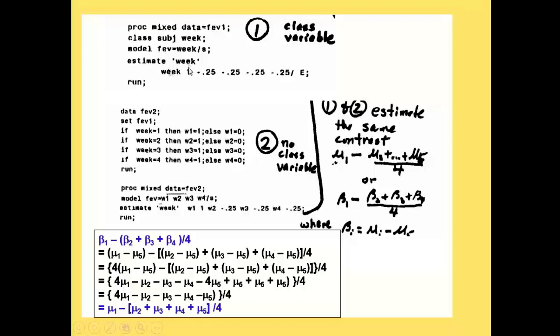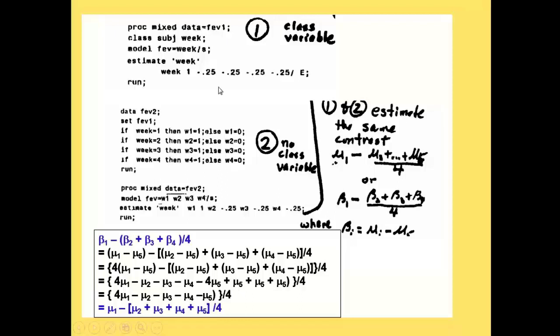Now, you notice I say here, for 1, estimate week 1 minus 0.25 minus 0.25 minus 0.25 minus 0.25. You notice there's no commas here? Notice that? No commas. What else do you notice? It doesn't say contrast, it says estimate. So what's being done here? What's another way of saying minus 0.25? Minus a fourth, right? There's a minus a fourth, minus a fourth, minus a fourth, minus a fourth. So this is the first observation, the second, the third, the fourth, and the fifth.